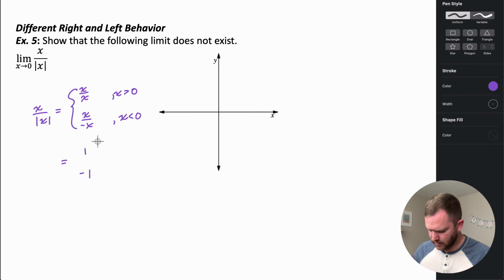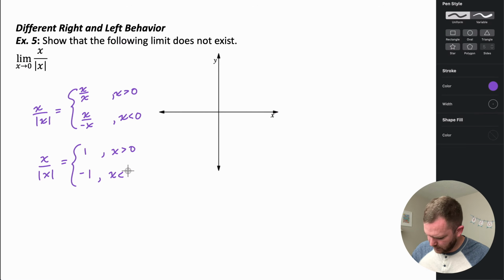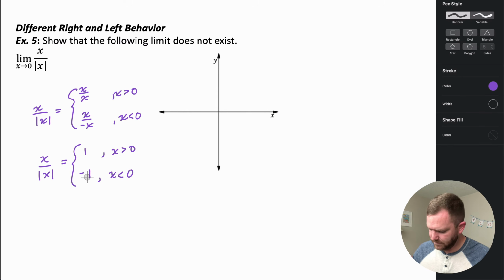So this basically is telling me that for x values greater than 0, its graph is going to be the horizontal line at 1. And for values less than 0, sorry, this should be 0 here. For values of x less than 0, it should be negative 1. So basically you're going to have something that looks like this. We're going to have a hole, and then we're going to have this horizontal line here. And then we'll have a hole, and we'll have this horizontal line here like this.